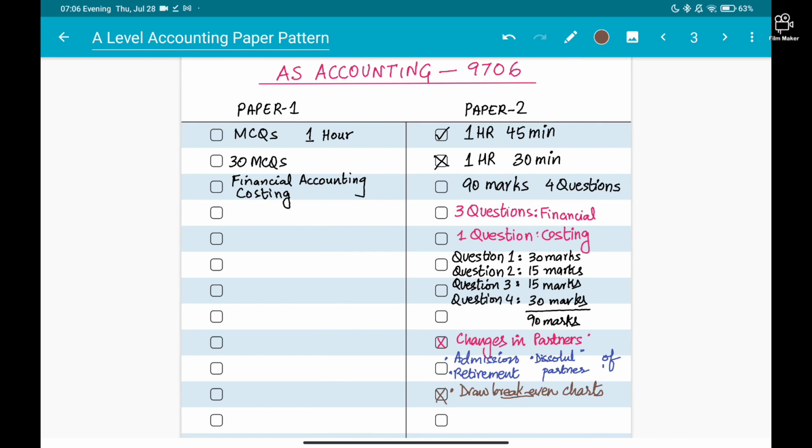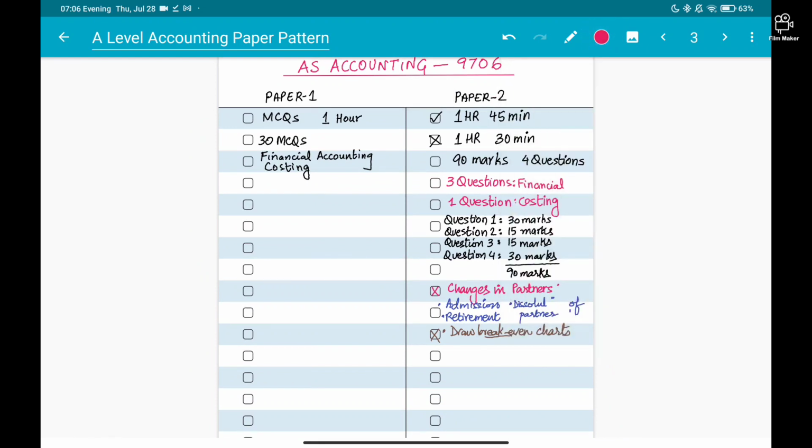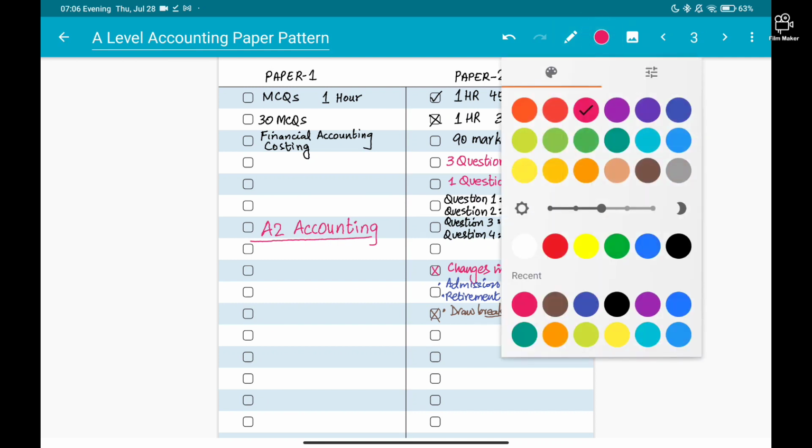So this is basically paper 1 and paper 2 of AS accounting. Let's move on to give you a quick view on A2 accounting as well. In A2 accounting, there are a lot more changes that have been done.